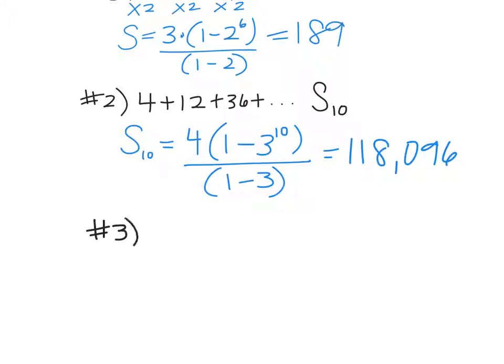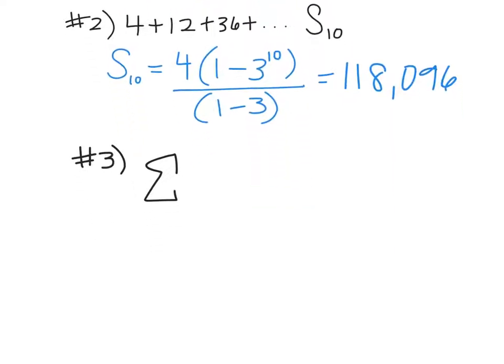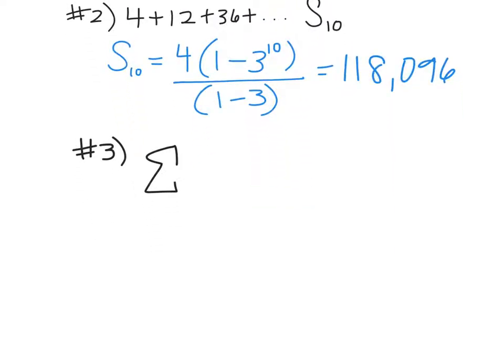Number 3. There he is again. Good old friend Sigma. Hi, Sigma. What's up? All right, Sigma is n equals 1 to 5 for 2 to the n. Now, here's another one of those where, if you wanted to, you could just write it out. There's only 5 of them. They might get a little bit big. So I'm going to show you 2 ways to do this.